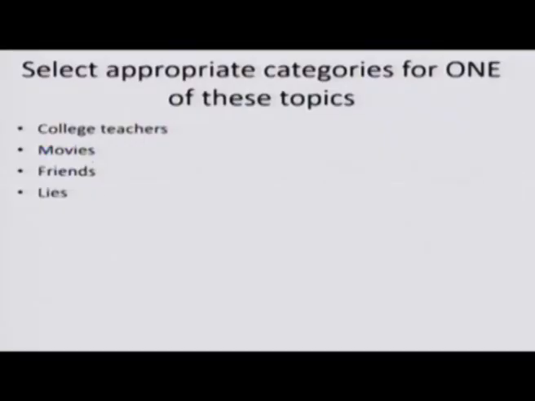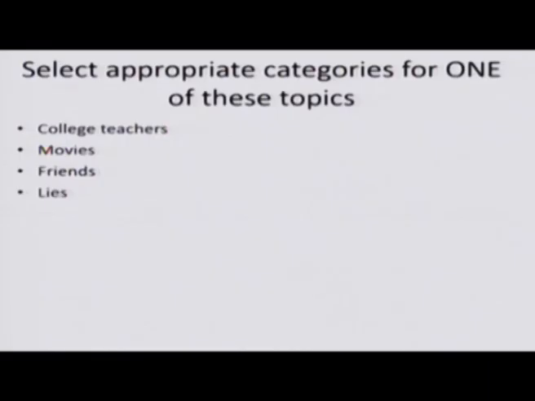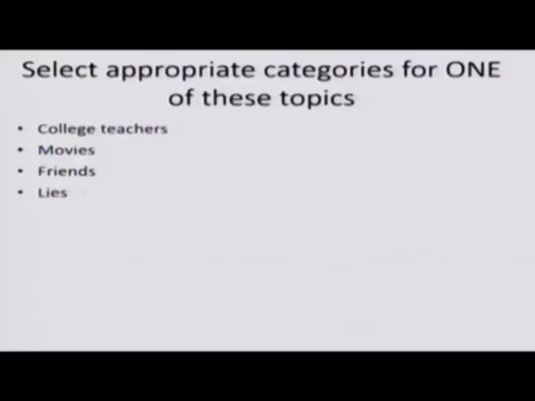Second, movies. Movies we have discussed. So, you could classify them according to genres, according to year of the release, then according to censor certificate, according to duration. Friends. Friends again we have discussed. So, these could be childhood friends, workplace friends, social media friends, far away friends, these kinds of classification you can do. Lies. So, white lies, really difficult to identify lies. So, you can think of very funny classification system for this kind of topic.